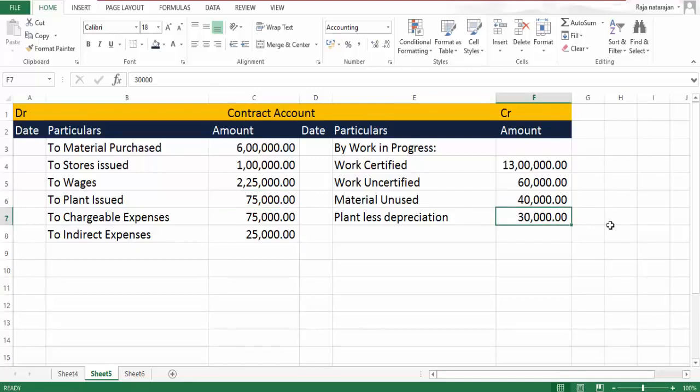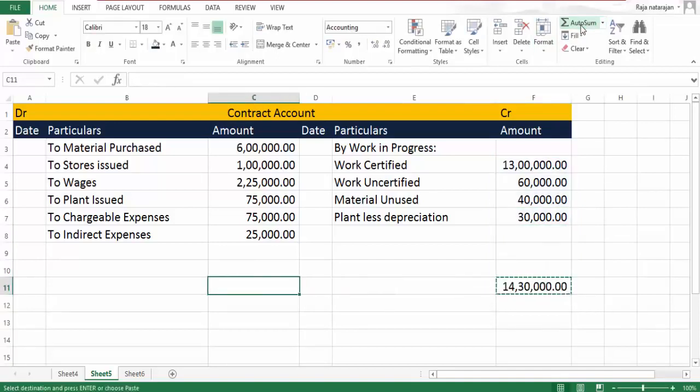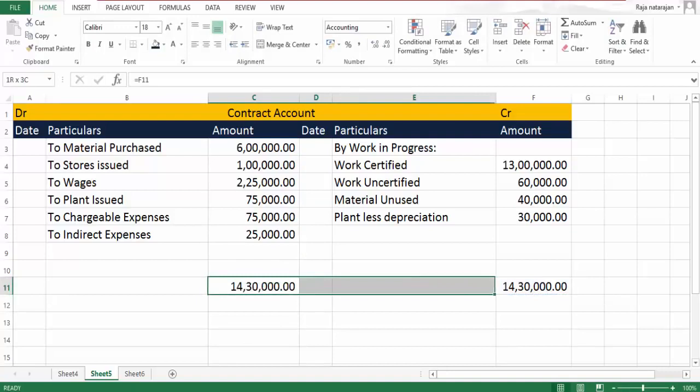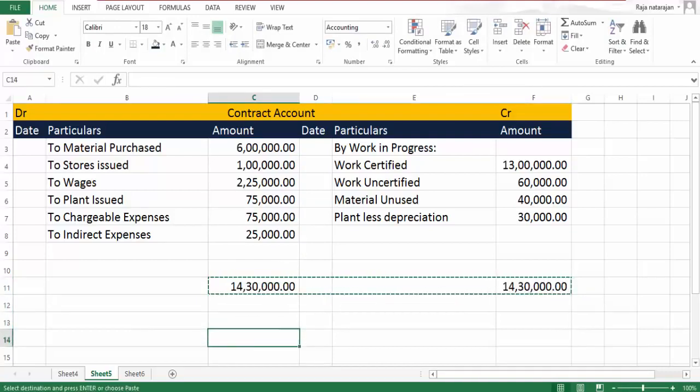Okay, so now I think it's easy for us to find out the profit, because if I simply total all this, let's see how much we get. The credit side is 14 lakh 30. The debit side, it's not the right amount. Let me put it, yeah, on the debit side it is 11 lakhs. So we have to follow the credit side total, which is 14 lakh 30. Let me put them here.